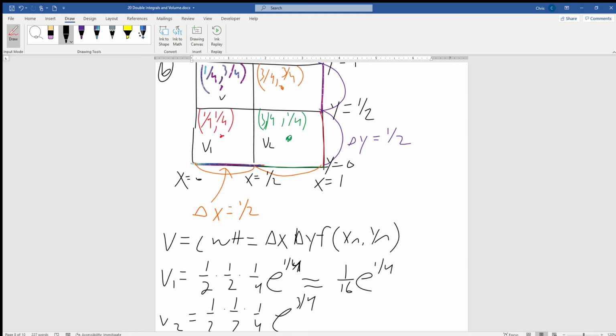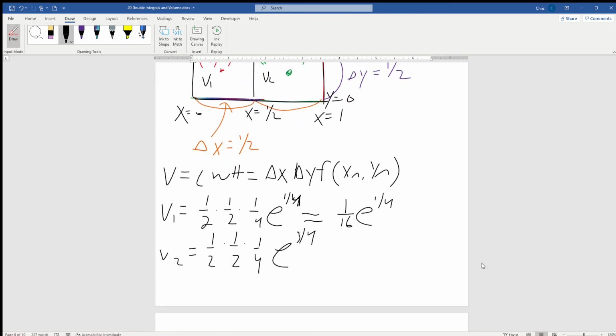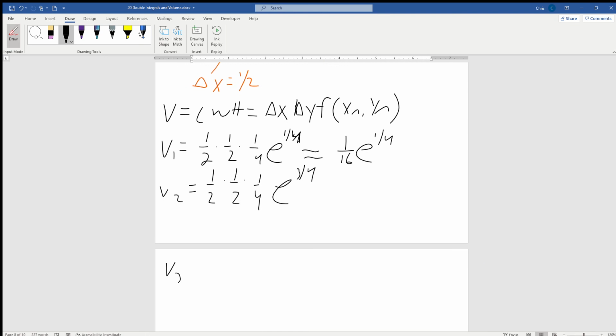And then we can use this for V3 and V4 respectively, so that way we know which of the different coordinate pairs we're using. Right. So for V3, delta x is a half, delta y is a half. This time the y value is 3/4, and that's going to be e to the 1/4.